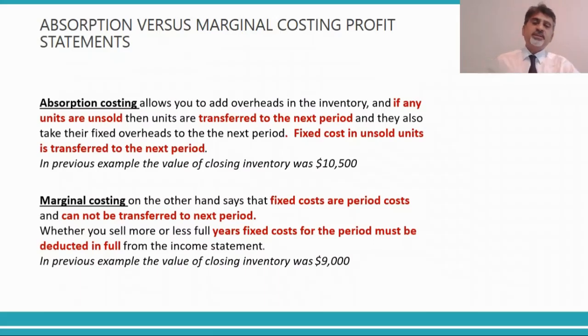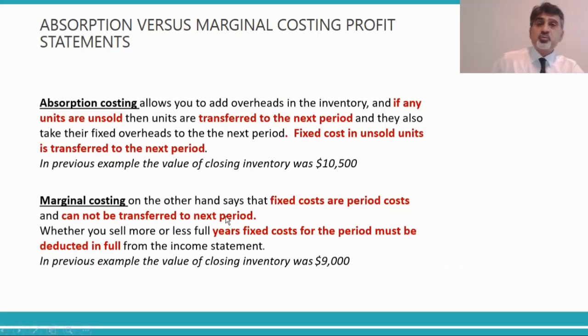So where do we use absorption costing and marginal costing? Absorption costing you use for your financial statement preparation. When you make your income statement under IFRS, you use the absorption costing method. The marginal costing method I use for my internal reporting. Because my manager, my boss, my owner will not allow me to transfer fixed cost to the next period. Absorption costing says that if you did not sell the goods, don't charge fixed cost, let them transfer to the next year, don't show them in the income statement.